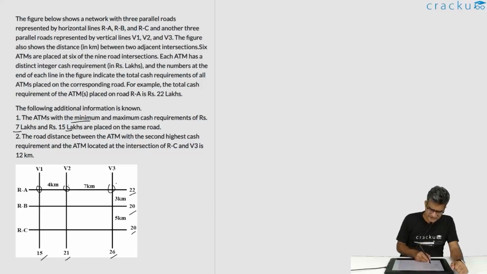The next thing is the road distance between the ATM with the second highest cash, remember that the highest is 15, and the ATM at the intersection of RC and V3 is 12 kilometers. What is RC? This is RC and this is V3. The intersection is this point. The distance between this point and the ATM with the second highest cash is 12 kilometers. So now we can try to figure out where the ATM with the second highest cash is. Because this is 7 kilometers and this is 5 kilometers, the only possibility is that the second highest should be over here. So over here, this has to be the second highest.